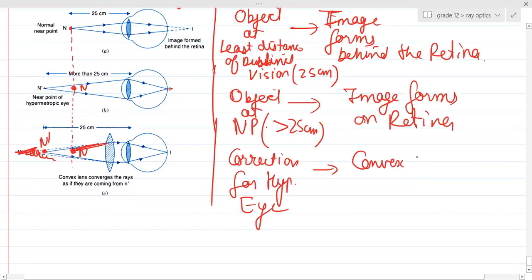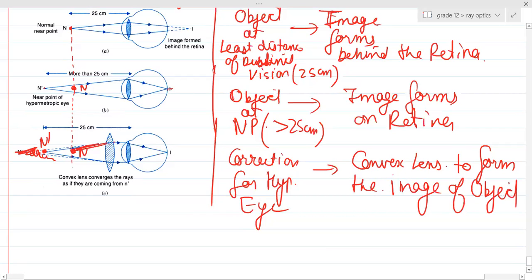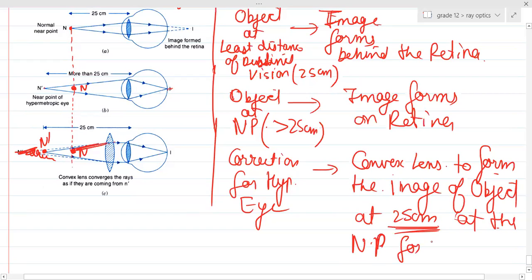Use a convex lens to form the image of the object at the least distance of distinct vision, basically 25 centimeter. Form the image of the object at 25 centimeter at the near point for the hypermetropic eye. So basically you form the image of this object which was situated at 25 centimeter. You draw the diagram like this, and I'll not draw the whole eye and all.